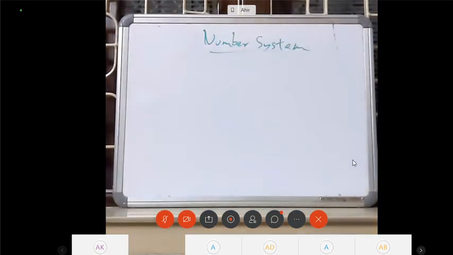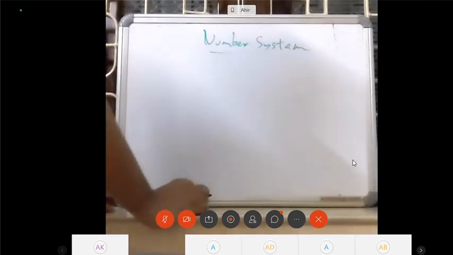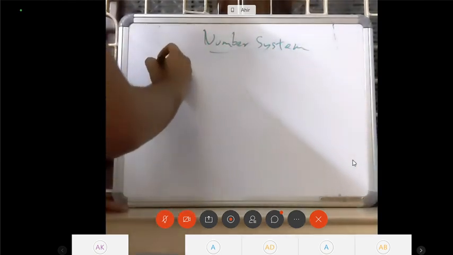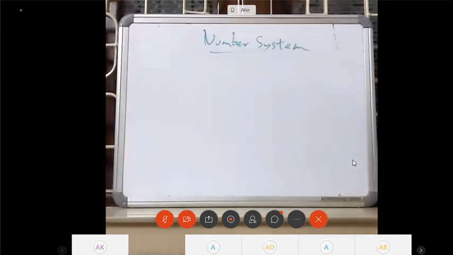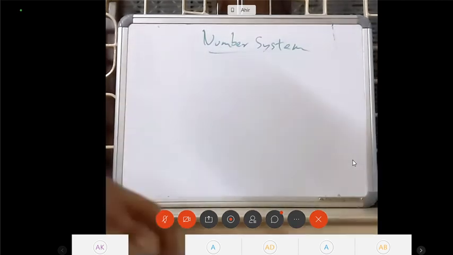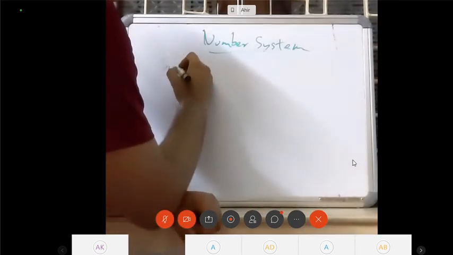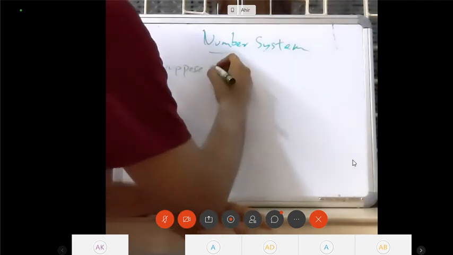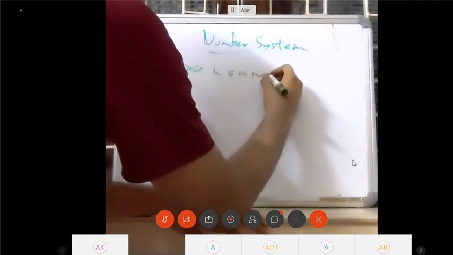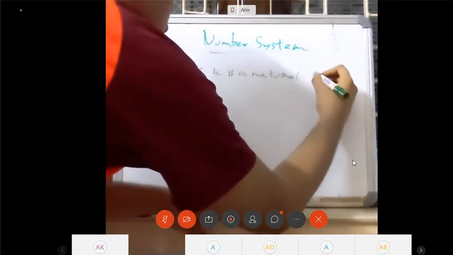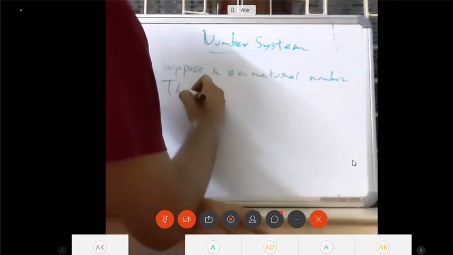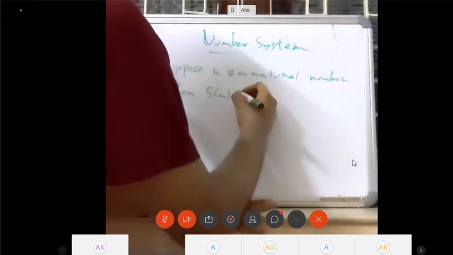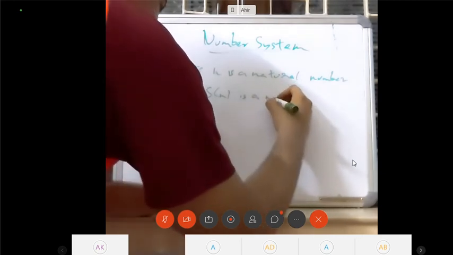Our next few properties are: suppose n is a natural number, then S(n) is a natural number as well.